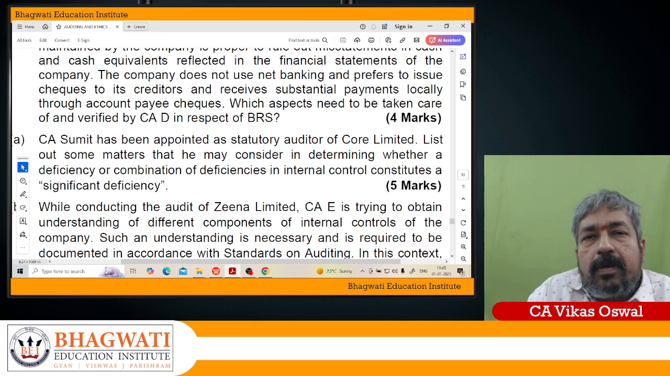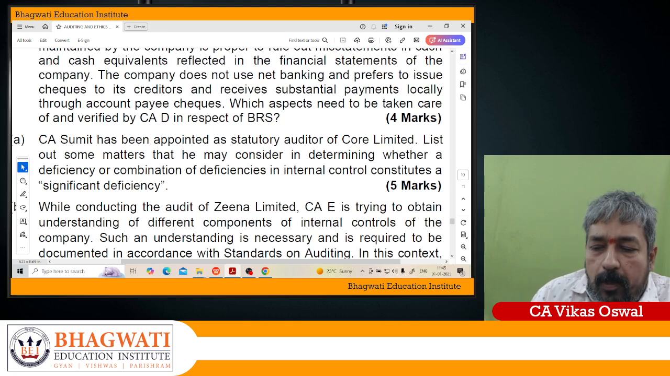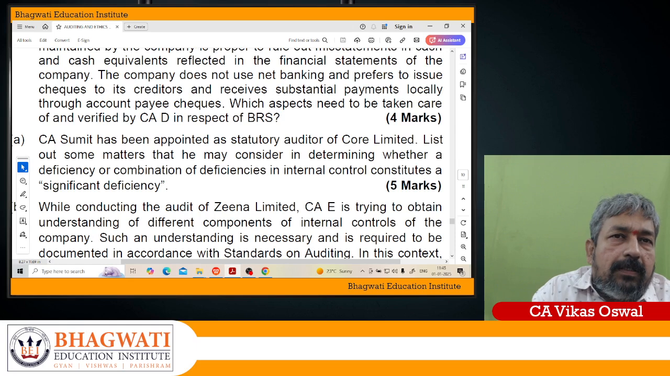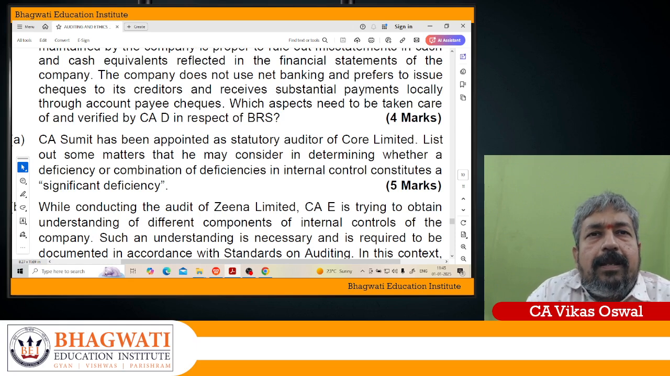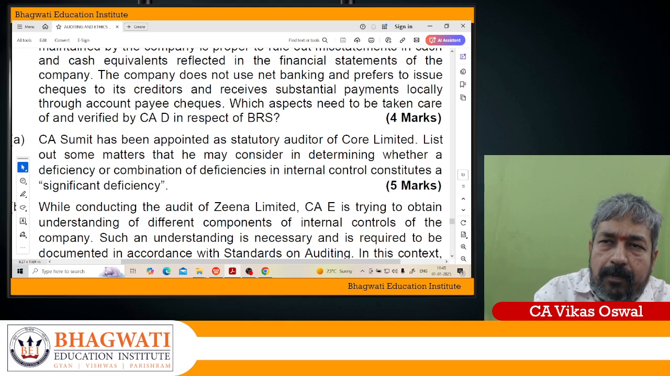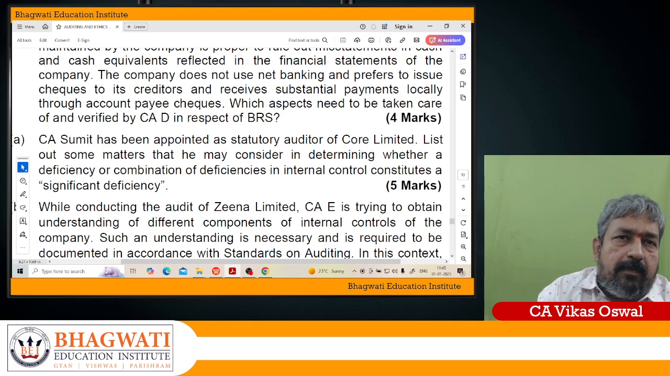And what are the other examples? Say the volume of activity that has occurred, and what has happened is that an account balance or a class of transaction is exposed to a certain deficiency. Example: you kept on purchasing goods from an unauthorized supplier, that is not acceptable.